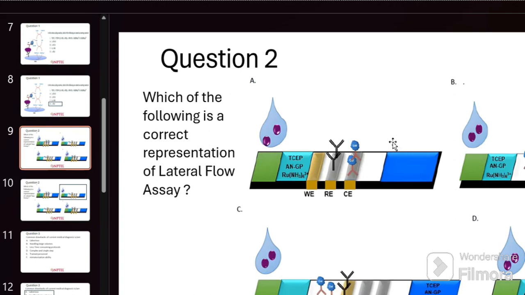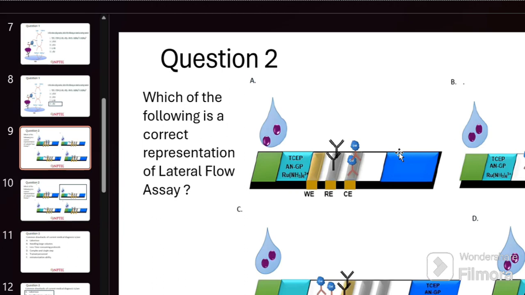Then here we have to identify what is the correct lateral flow assay. We have 4 options, and we have to identify which is the correct representation of a lateral flow assay. You have to understand from the 3 electrode concept that all the detection will happen on the working electrode. So the primary detection antibody has to be on the working electrode.